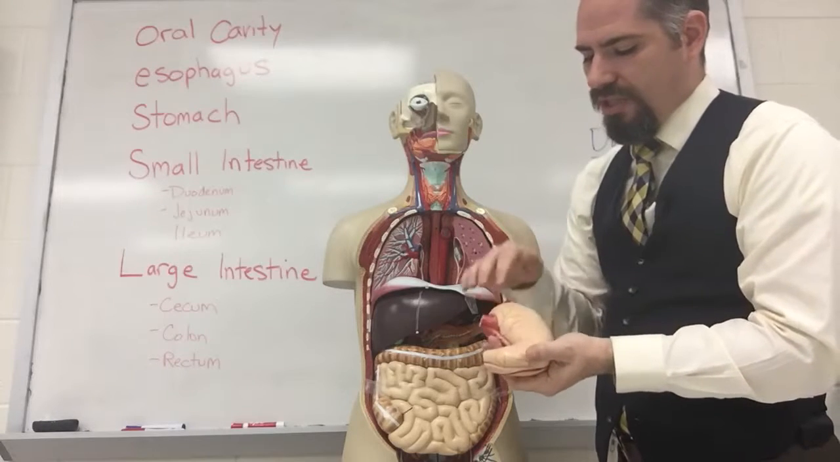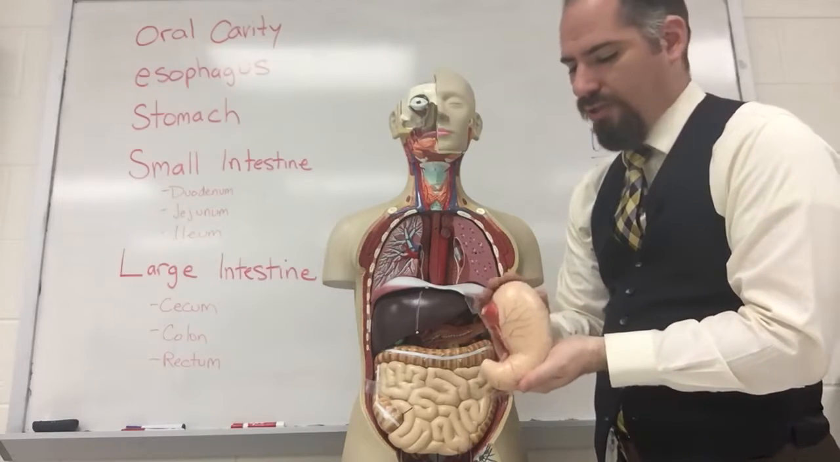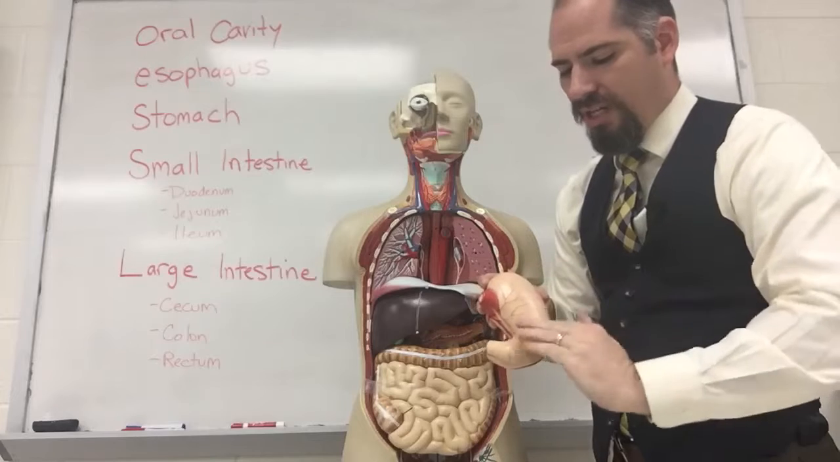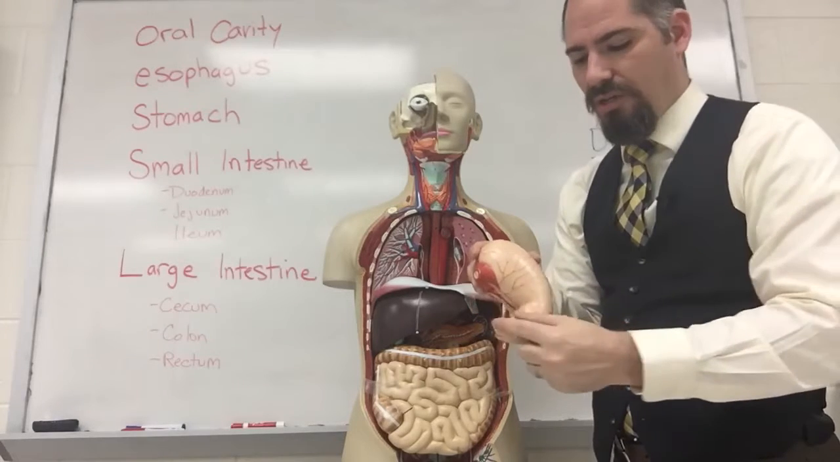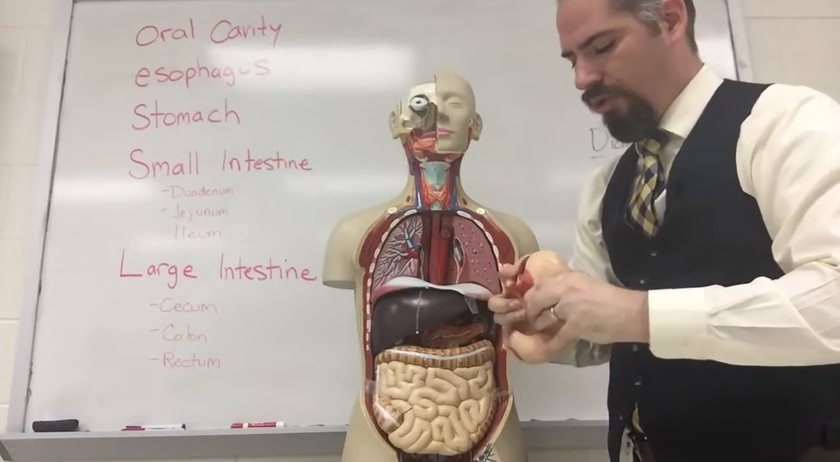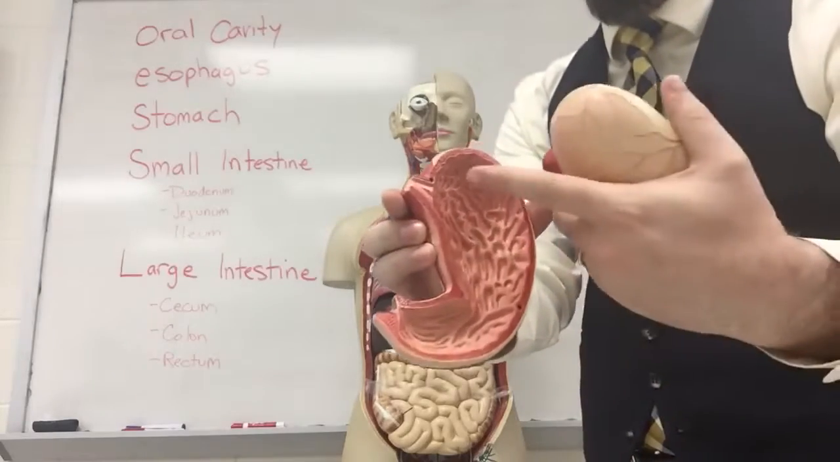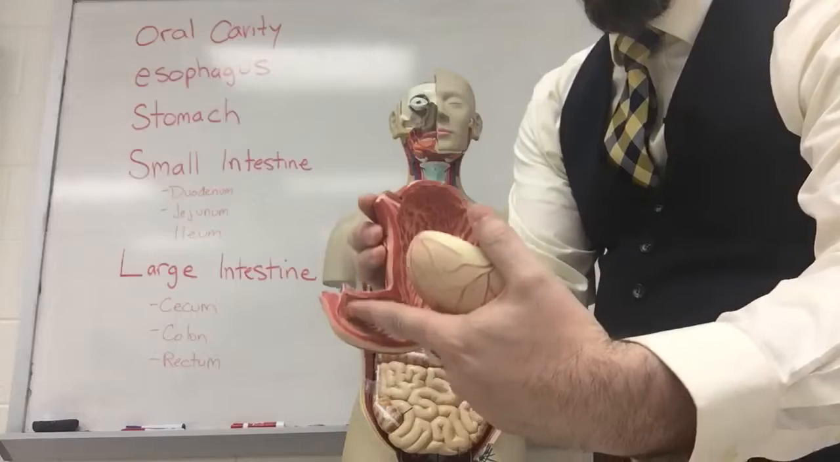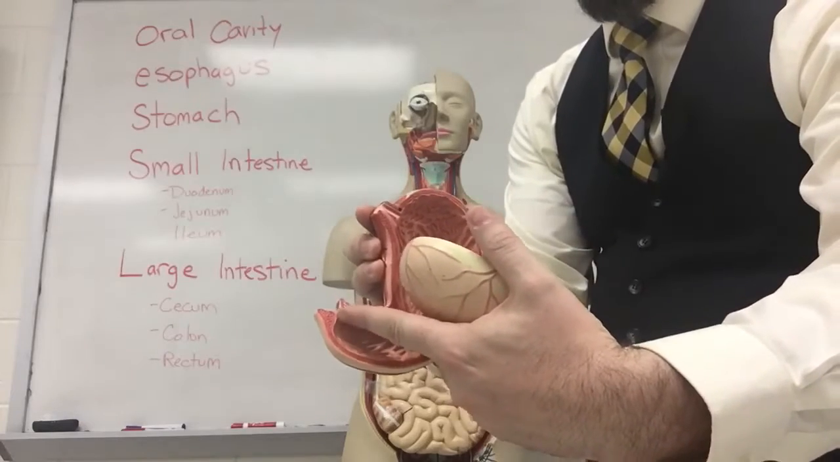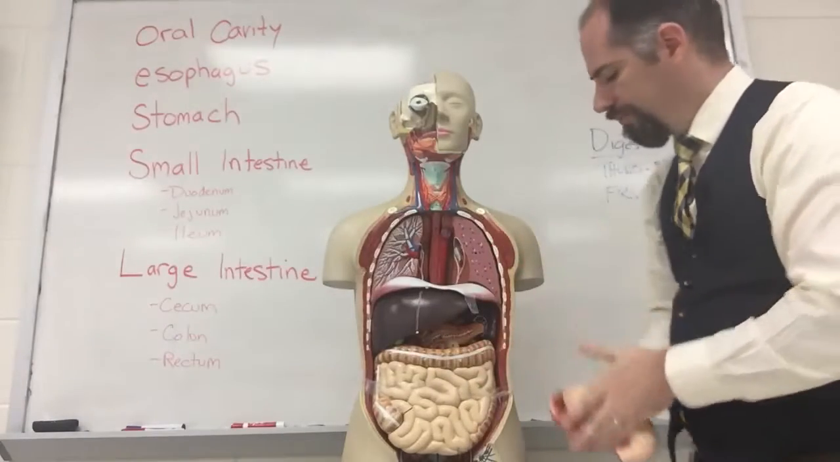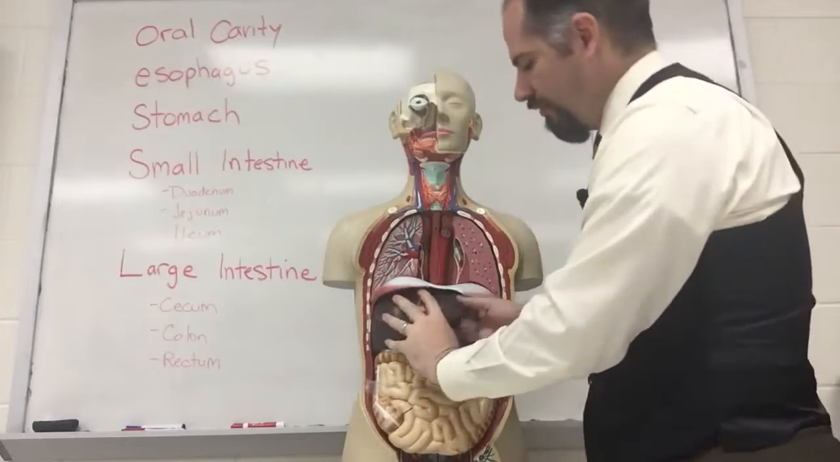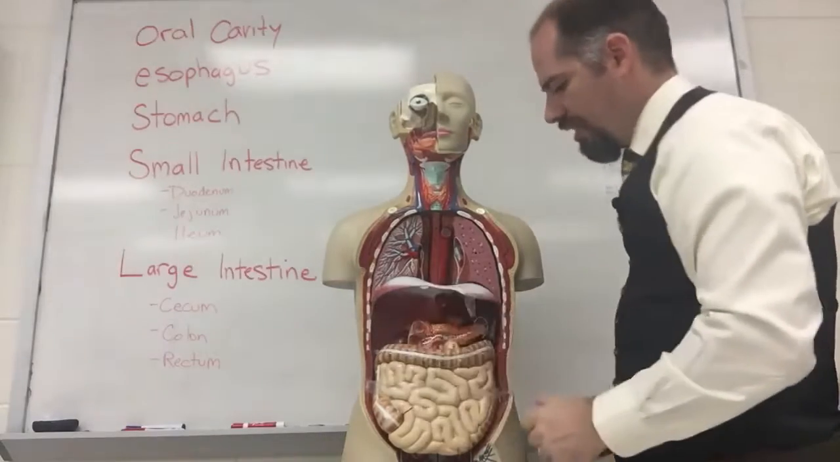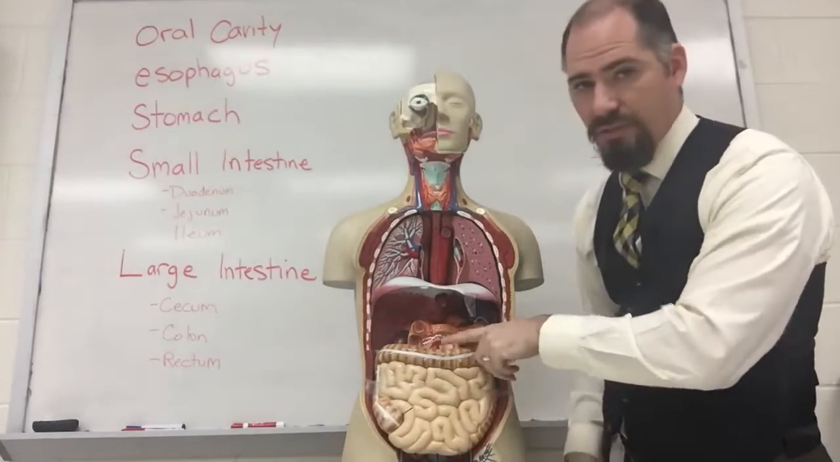Then we enter the stomach itself, this top portion called the fundus. Here's the body, and the narrow portion here called the pylorus. When you look inside, all of these gastric folds are called rugae. And then here at the pylorus, we come across another sphincter called the pyloric sphincter. That pyloric sphincter is what allows us to then enter the small intestine.